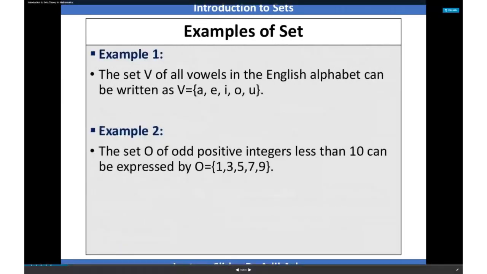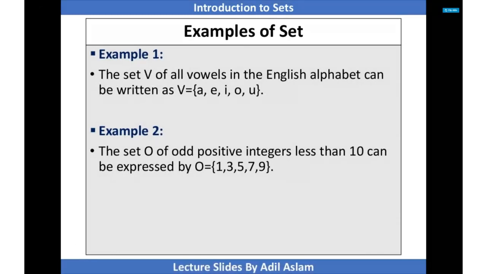So examples are provided there. A set of vowels and a set of positive integers less than 10. So those are conditions that define the set elements. What we'll also call later the cardinality of the set. So those are examples of how we define our set. So there's that domain that we provide. So if we say odd positive integers less than 10, anything beyond that or out of that context is not a member of that set.